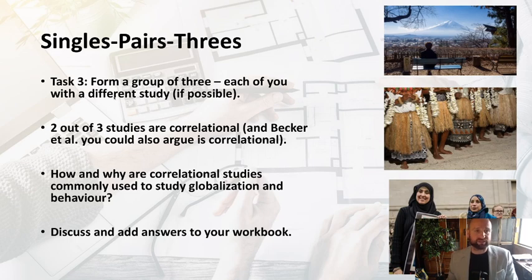And then we get into a group of three, each hopefully with a different study, if that's possible. If it's not, just get them into a random group of three, that's fine. We're really focusing on correlational studies. So forget about the natural experiment for now, but we really want them to answer and work together to help to answer how and why correlational studies are used to study globalization and behavior. Since this was correlational, and you could argue that this was correlational in nature as well. They should discuss and then try to add answers to their workbook.